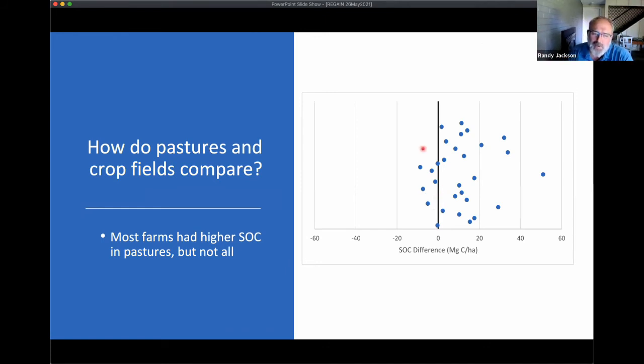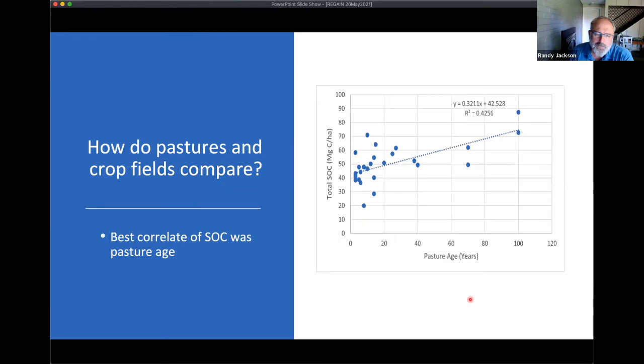And so she's currently, for her PhD work, going to dig more into this. What is it about these sites that they had more carbon than the pasture, et cetera. She's going to dig into these data in a lot of different ways and expand her research for her PhD.